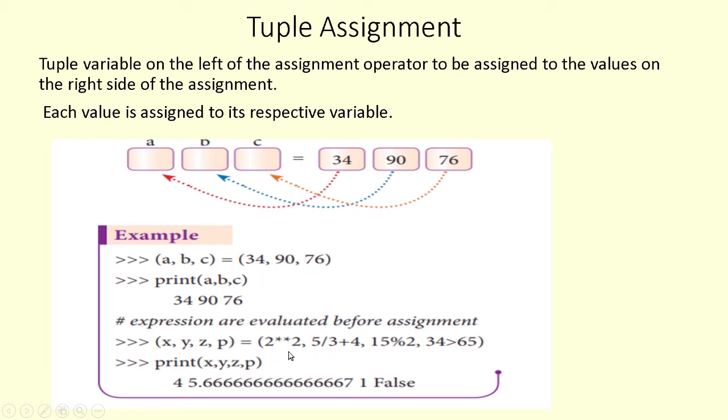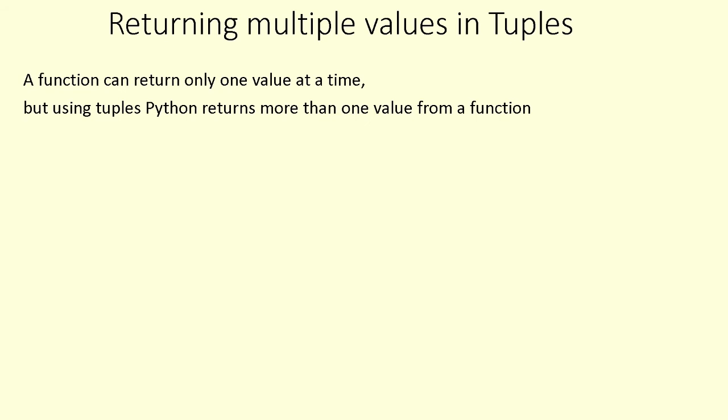Okay, so not only integers, we can assign anything. They have given expressions also. So all the four expressions will be calculated and assigned. The last one is a Boolean constant. So 34 greater than 65 means it is false. So false will be assigned to b. Okay. So this is how we can assign the tuple. Make use of the equal to operator and write the tuple on the left side, values on the right side. It will be assigned according to the respective variable.